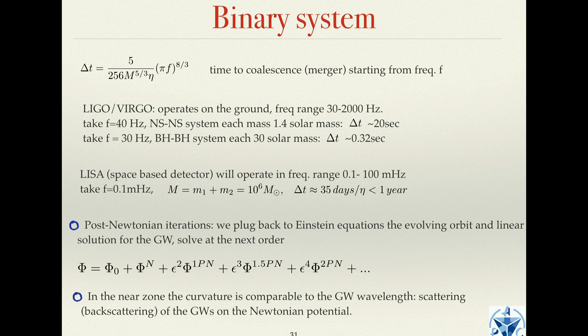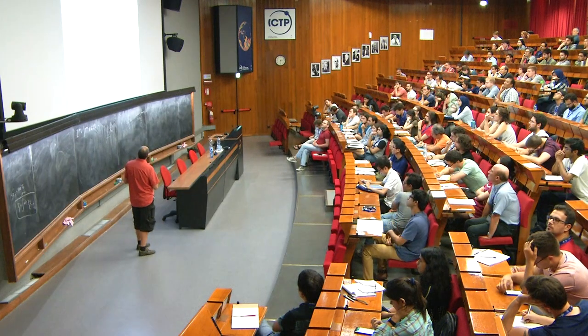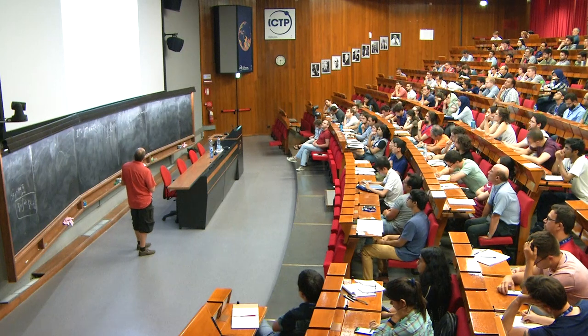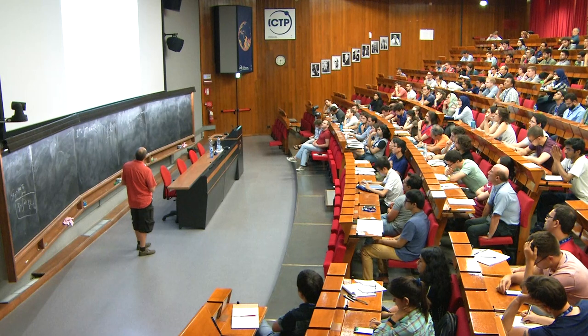Neutron stars, one of the remnants of stellar evolution. Their masses are confined within quite a small mass range between roughly 1 and 1.5 solar mass. So 1.4 is a good number. And they come with quite similar masses. And you will estimate the time to coalescence from 40 hertz until they merge will take about 20 seconds.